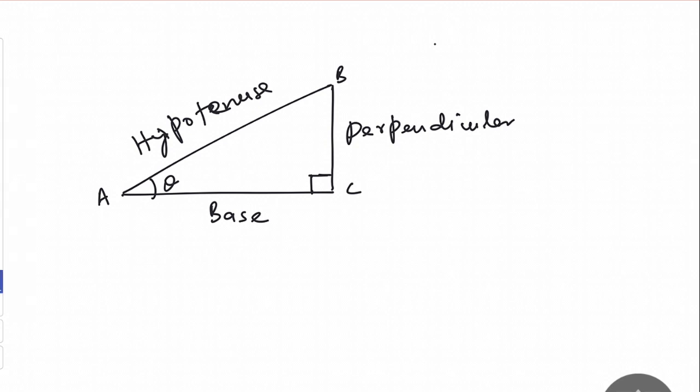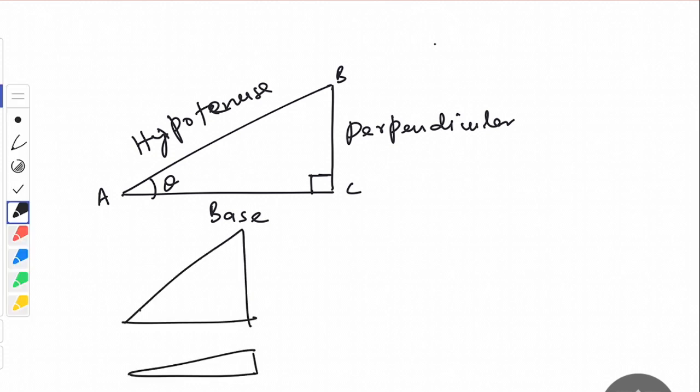Now let us see if I take different types of triangles. Here I've taken just one triangle. Now let us see if I take a different triangle, let's say like this, and another triangle like this. I know this angle here, I'm calling it theta. Let us say I call this alpha, and this beta. The question is, when this angle changes.